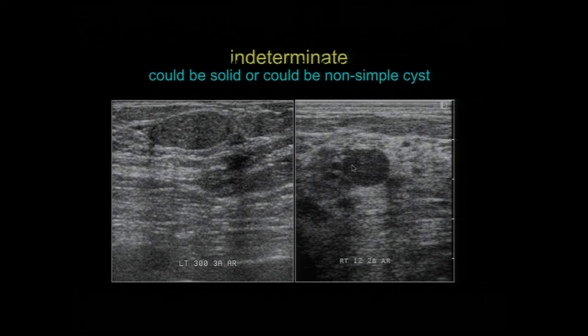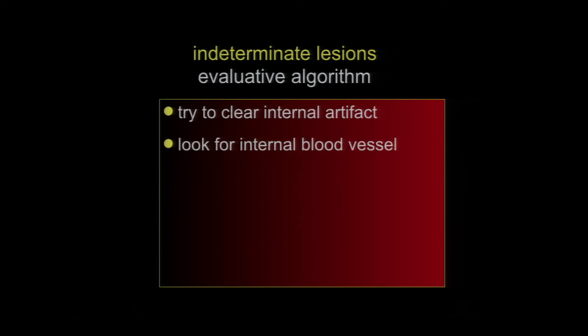Usually complicated cysts are a little rounder and more hypoechoic and have more through transmission. But that's a general rule. In individual cases, they can be indistinguishable. So what do we do to solve this?